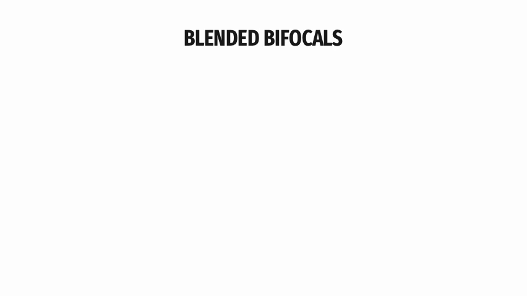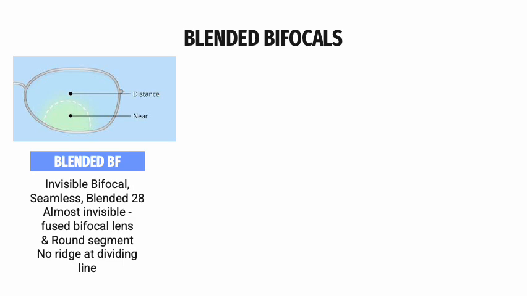To improve the cosmetic appearance of the bifocal lenses, the edge of the segment is blended to conceal the dividing line. Therefore, the blended bifocal appeared in the market. The blended bifocal is also called the invisible bifocal, seamless, or blended 28. Irwin Reeves is credited with inventing the first blended lenses in 1955, creating a younger aesthetic look. The segment width of the blended bifocal is 28.